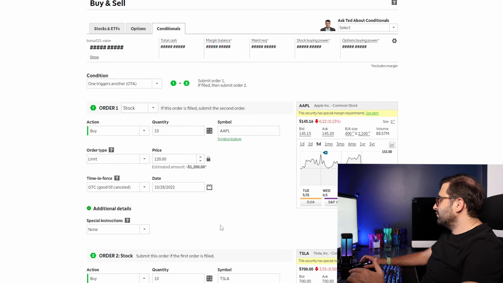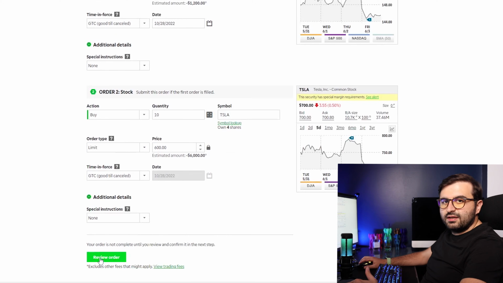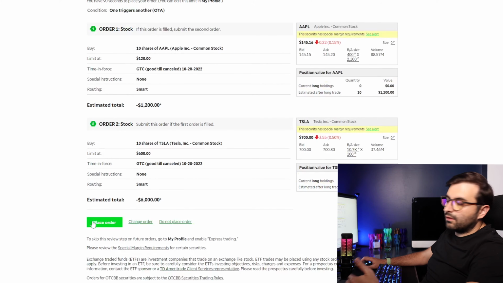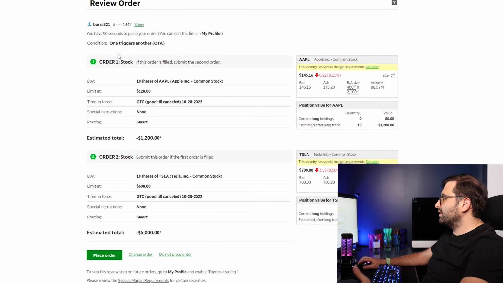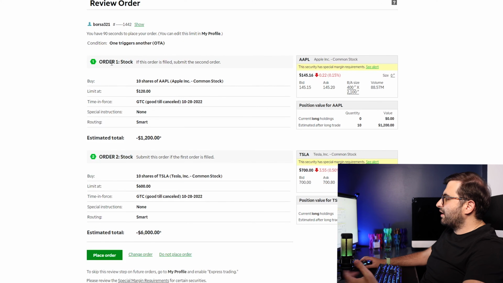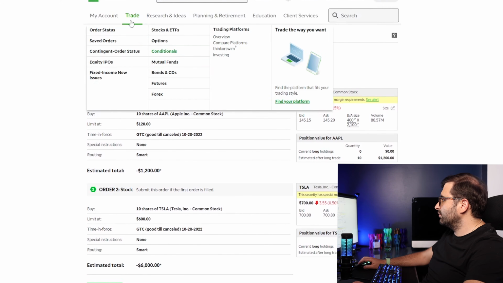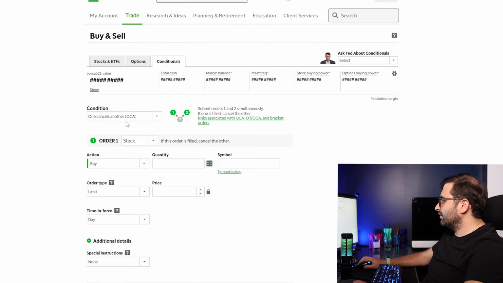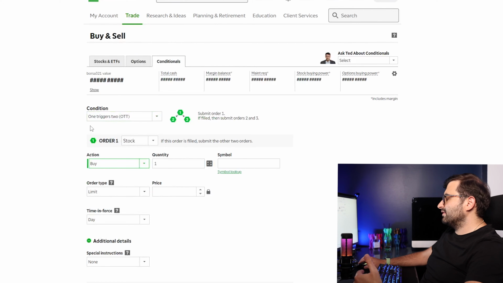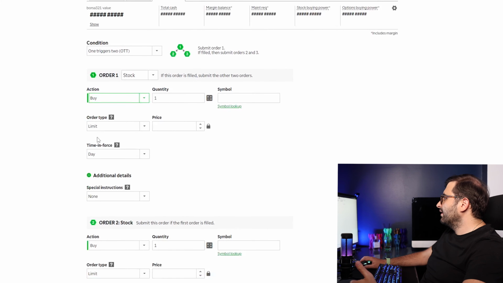So after you have done all the thing, you will review your order and place your order. So one triggers another. You can also understand by its name. So if my first order got filled, the second one will trigger. Easy like that. So let's continue with the conditional orders. One triggers two. It's very similar to the last one.